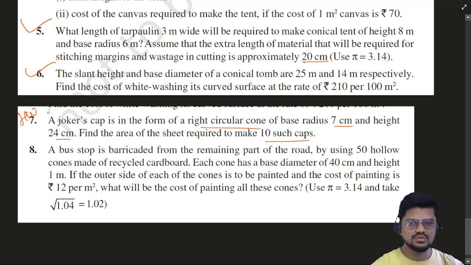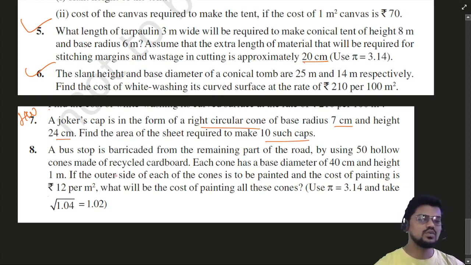Now the next one. A bus stop is barricaded from the remaining part of the road by using 50 hollow cones made of recycled cardboard. Each cone has a base of given diameter and height. If the outer side of each of the cones is to be painted and the cost of painting is given, what will be the cost of painting all these cones?